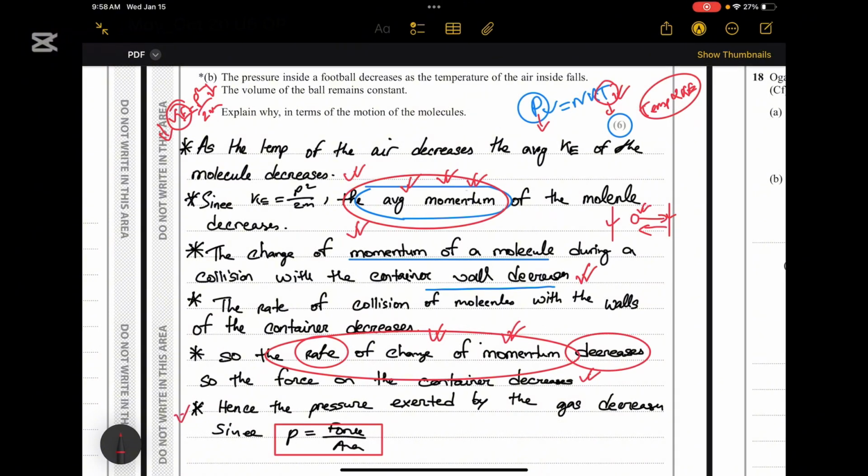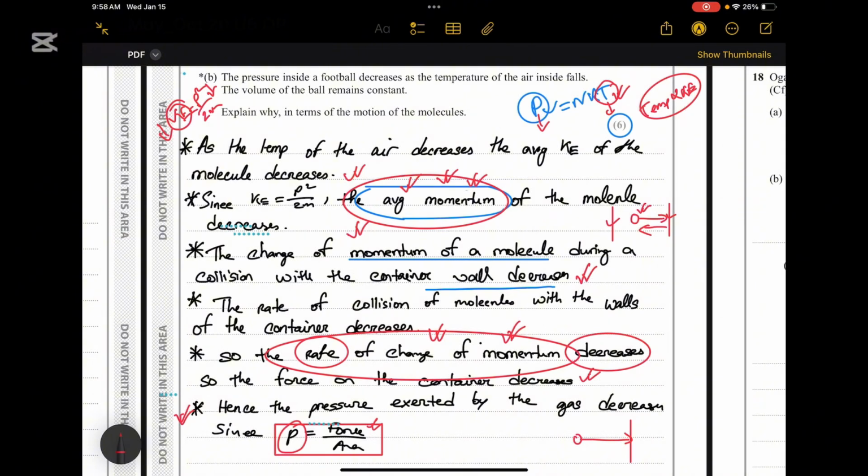Now here comes the 6th point. As the rate of change of momentum has decreased, the pressure will also decrease, because the force has decreased. We know pressure is equal to force per unit area. As the rate of change of momentum has decreased, it will collide with the container wall with less force. As the force has decreased, we can say the pressure has also decreased, because the pressure exerted by the gas decreases since pressure is equal to force per unit area.